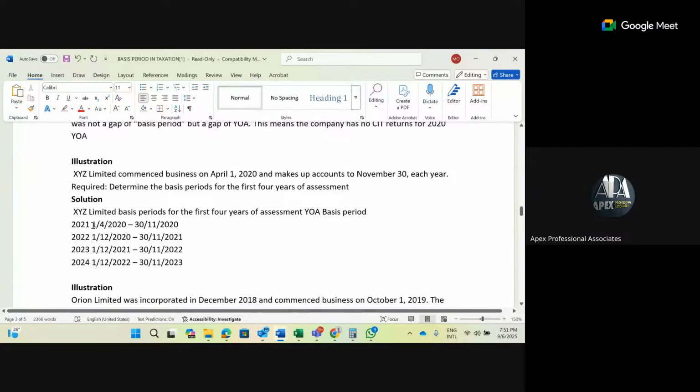So what is the basis period? 1st of April 2020 to 30th of November 2020. What is going to be the year of assessment? Preceding year basis is going to be 2021. The date immediately after the end of 30th of November 2020, that is 1st of December 2020, to the company year end, 30th of November 2021, and so on and so forth up to 2024, 1st of December 2022 to 30th of November 2023.